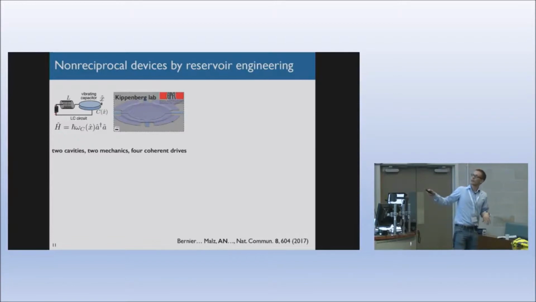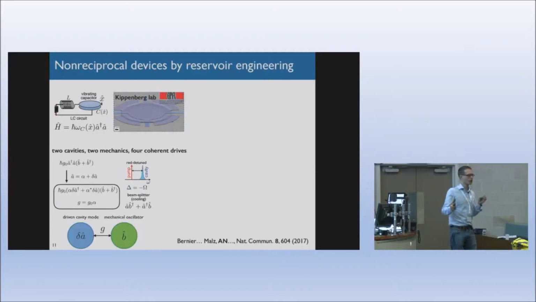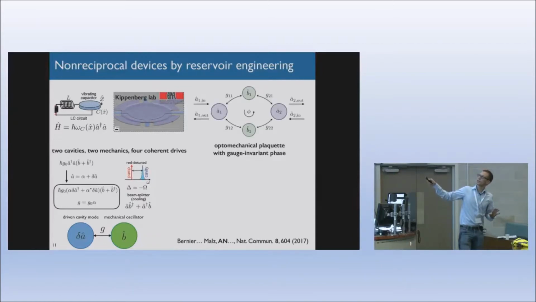In cooperation with EPFL, we've been looking at a structure which is vibrating. You have a capacitance which depends parametrically on the position of this capacitor plate, which has the same Hamiltonian I showed you before. Then we're using 2 cavities, 2 mechanical modes, and 4 drive tones. I won't go through the details, but what we achieve is coupling the mechanical motion to the optical fluctuations, and we end up with a structure which looks like this. These are the 2 mechanical modes and 2 optical, microwave modes, which are coupled in a ring structure. We call this an optomechanical plaquette, and there's one gauge invariant phase in this problem.